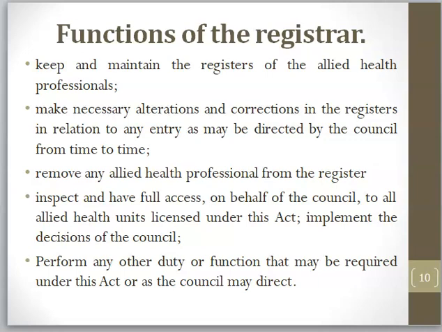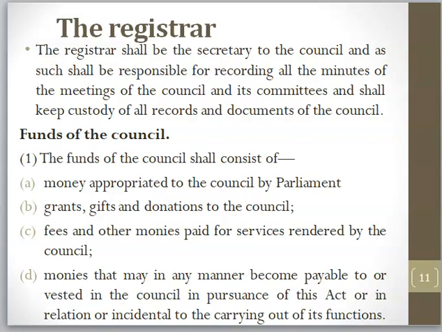Make necessary alterations and corrections in the register. Now, if the council decides to remove the name of a professional, they tell the registrar to remove the name or change the spelling. To remove any allied health professional from the register, inspect and have full access, on behalf of the council, to all allied health units licensed under this Act, and perform any other duty as may be directed by the council. Now, of course, the registrar is the secretary to the council during their proceedings, and records the minutes.